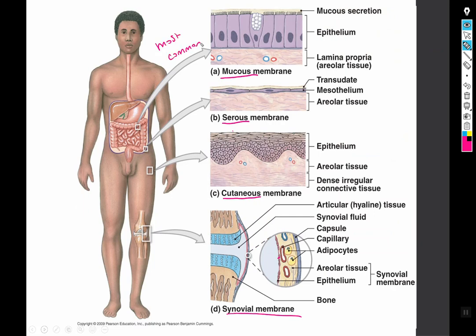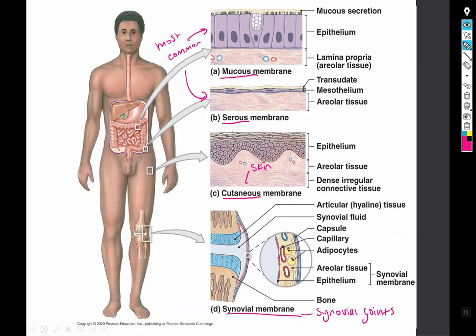And then these two are more specialized. So this one is specialized in the skin, or integumentary system, and the synovial membrane is specific to synovial joints, which is part of the skeletal system. So we have two general ones and two specific ones.